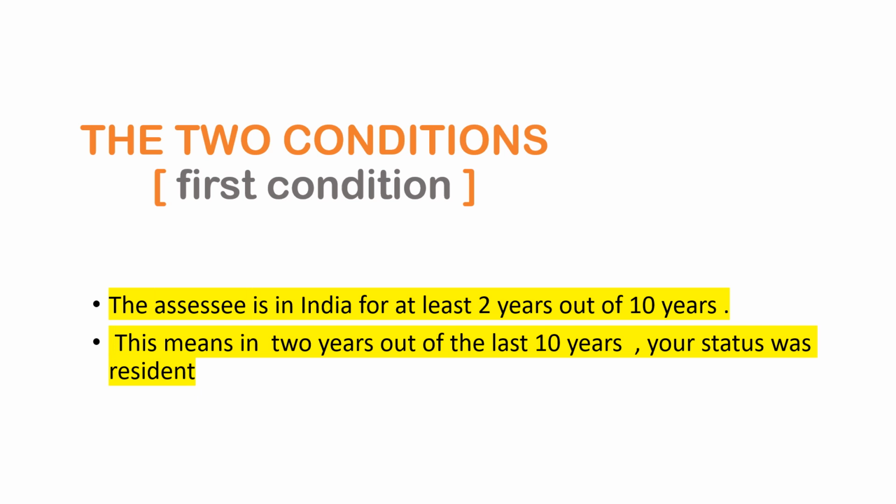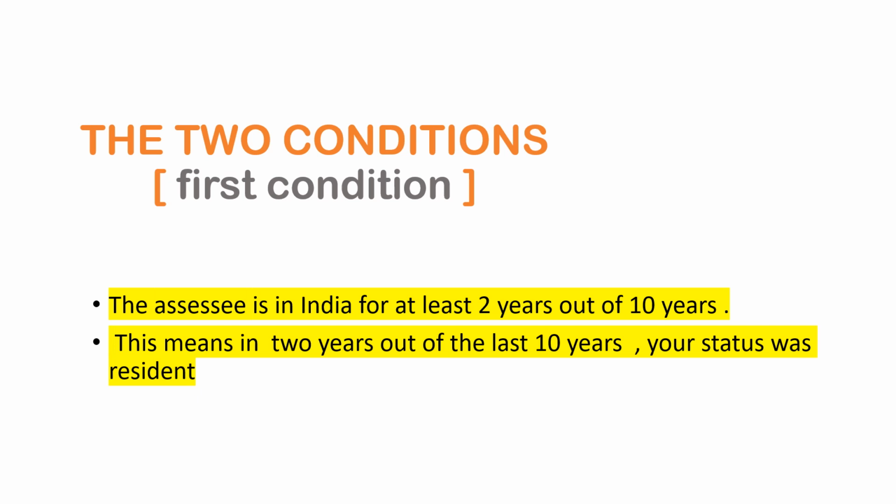Now, I have another set of two conditions to determine ordinary resident and not ordinary resident. These two conditions have nothing to do with the first set of conditions explained to you so far. So please don't mix up these two conditions with those two conditions. First of all, learn those two conditions and be very clear and then come to this slide.